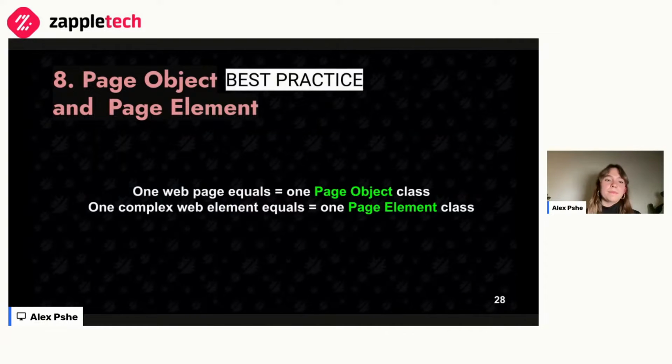Simple rule. If we have one web page, it should be one page object class. If we have one web element, it should be one page element. So we can transfer our web element collection to our object collection. I would say it's just the same as we do normally with API when we serialize our JSON to some class. It's pretty much the same, but here we serialize our page or our web element to some class. It's just the most convenient way to work with structures.